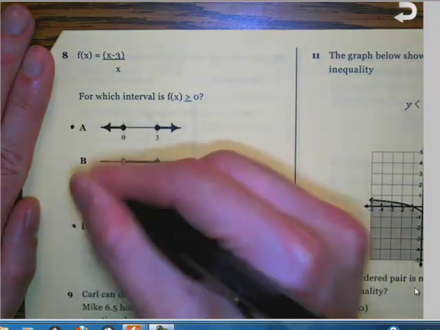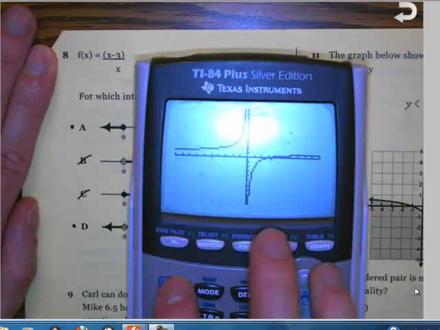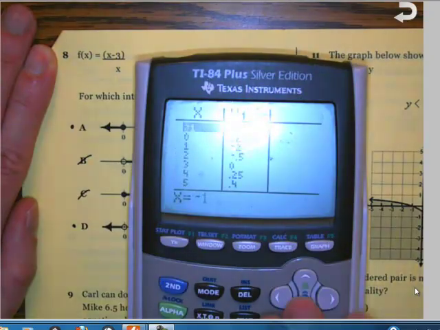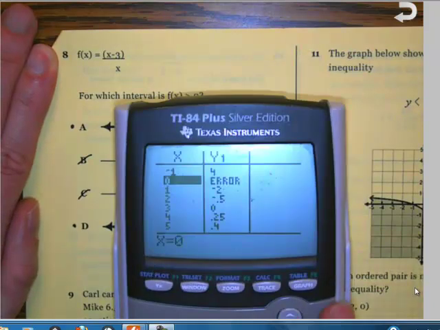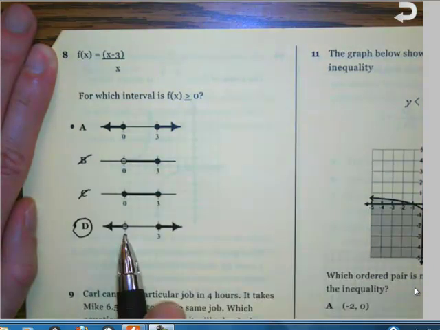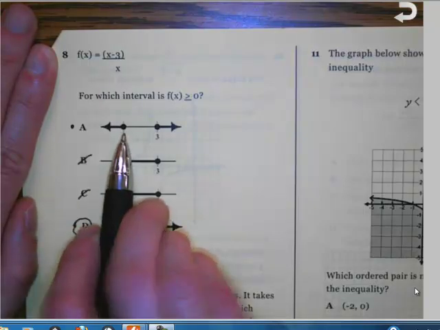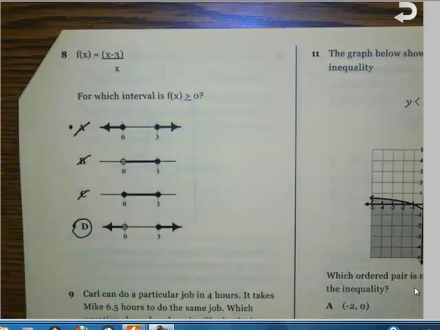This eliminates C and B from consideration. Now, the only difference between A and D is an open dot. An open dot means the function is not defined at that point. And for that, we go to our table. And if you look, the function evaluated at 0 gives you an error. It means the answer choice is D, because at 0 the function is undefined. Here, the function has a value, according to this number line. So that is why we eliminate A from consideration, because you needed an open dot, not a closed dot.